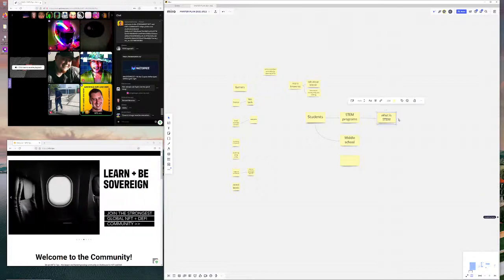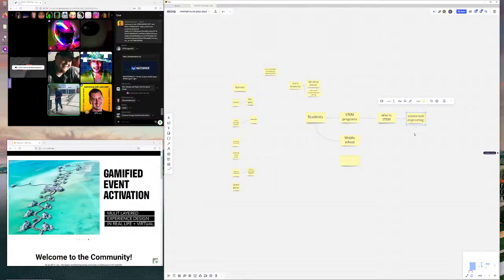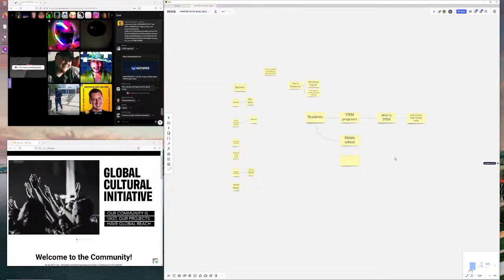I think you can do the same thing with NFTs. What's STEM? Science, technology, engineering, and mathematics. We should add art in there, so STEAM. Science, tech, engineering, art, and math. Let's add art in there, because NFT is an art thing.